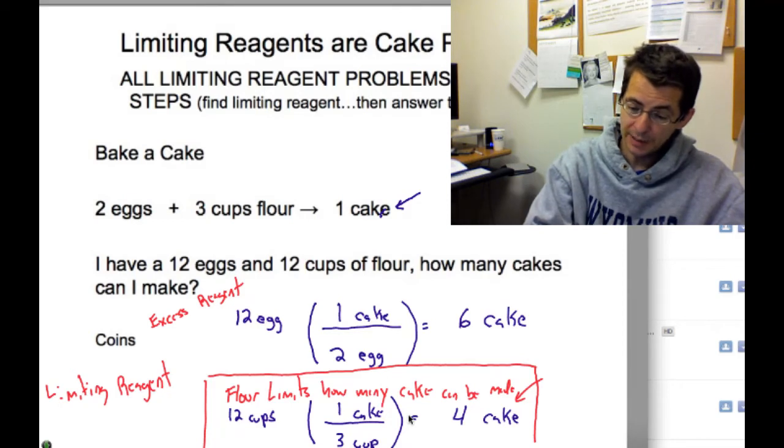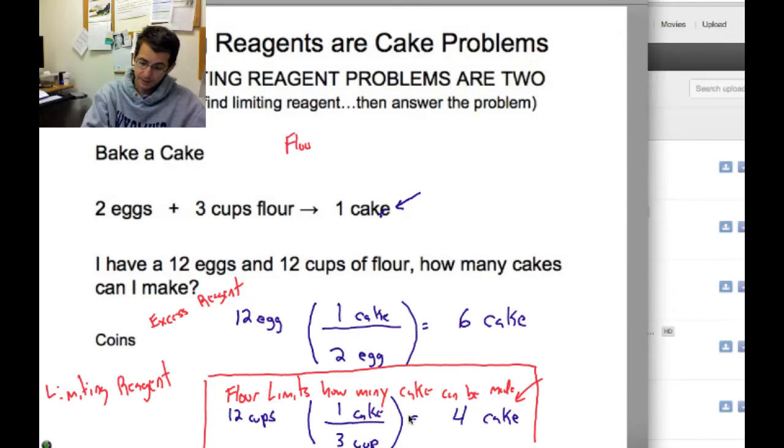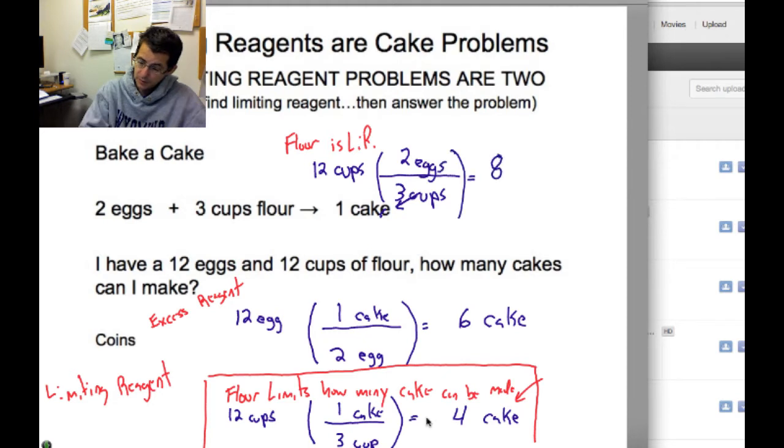So if we know the limiting reagent is the flour, then we can use the limiting reagent, the 12 cups of flour, to predict how many eggs are left over. We know that for every 3 cups, that's equivalent to 2 eggs. That we will utilize 8 eggs.